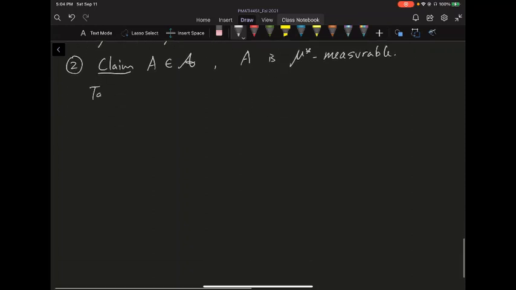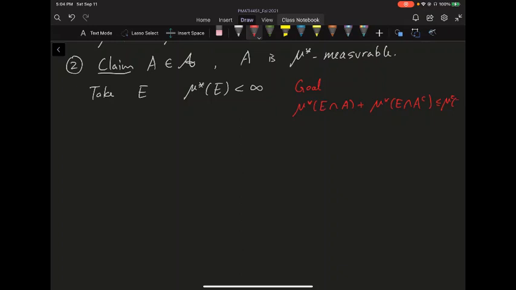So let's take any set E, okay? So we only need to worry about the case when mu star of E is less than infinity, and recall the goal is to show one direction, the non-trivial direction of an inequality: we need to show that mu star of E intersect A plus mu star of E intersect A complement is less than or equal to mu star of E. Okay, the other direction is given by the subadditivity. Okay, so this is our goal. Let's keep that in mind.